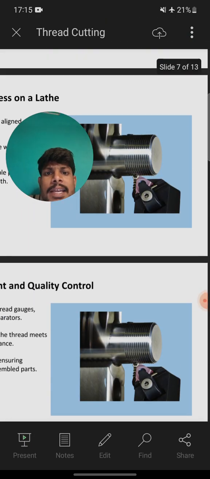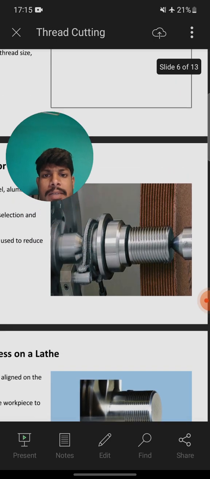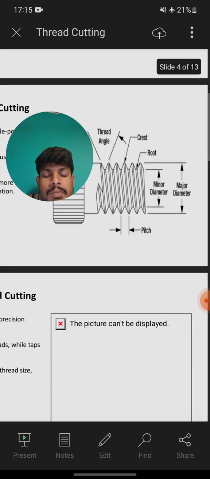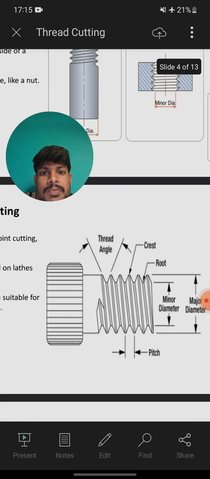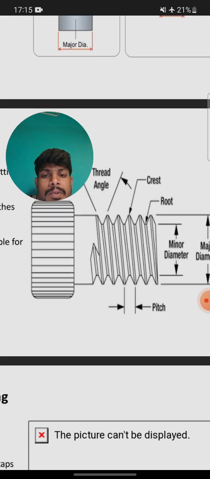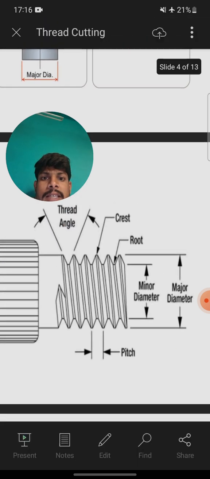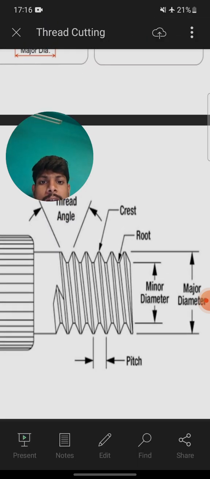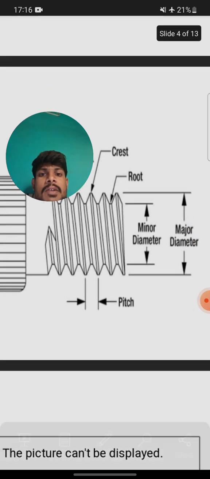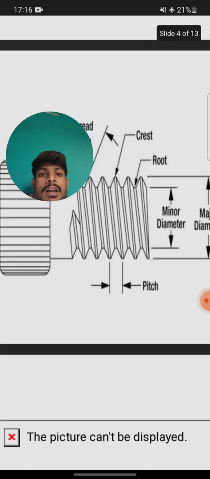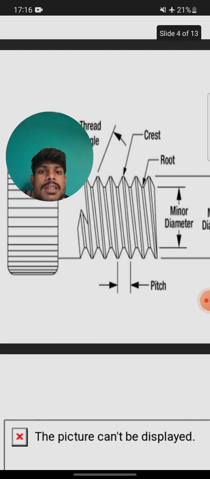So you can clearly see in the pictures the threads. Some pictures are not visible, so this is the total thread angles. You can clearly see that the upper part is the major diameter and the lower inside diameter is called the minor diameter. The gap between the two threads is known as pitch. The upper part of the thread angle is known as crest. The lower part is known as root.